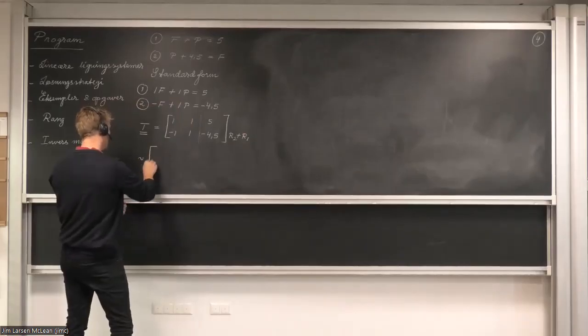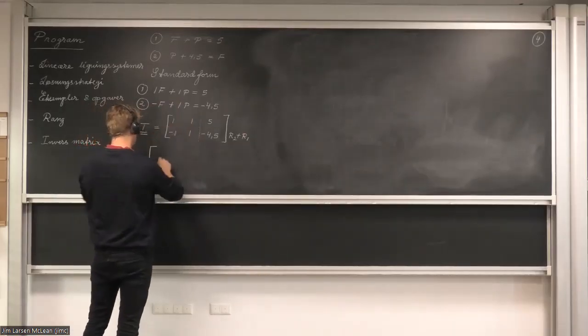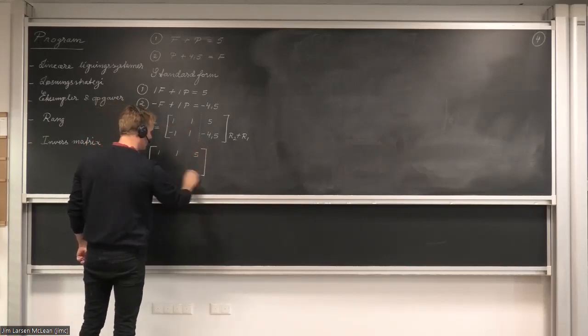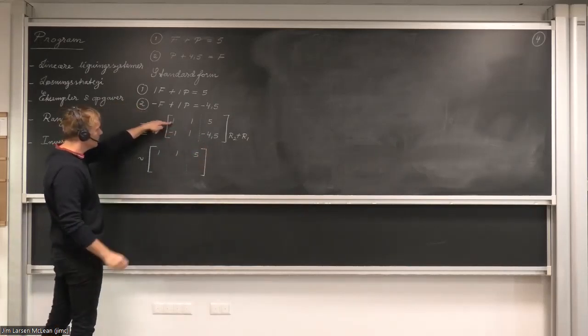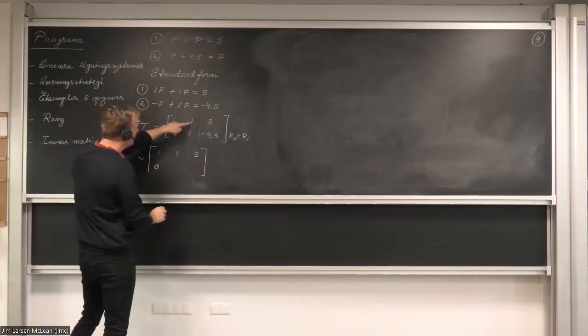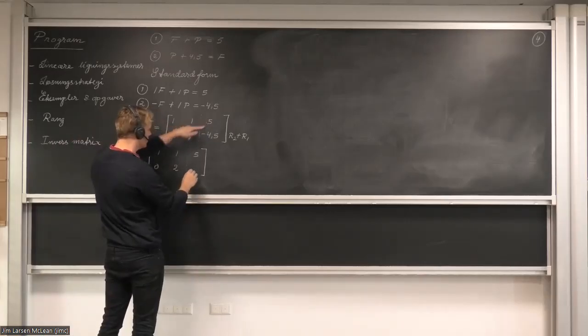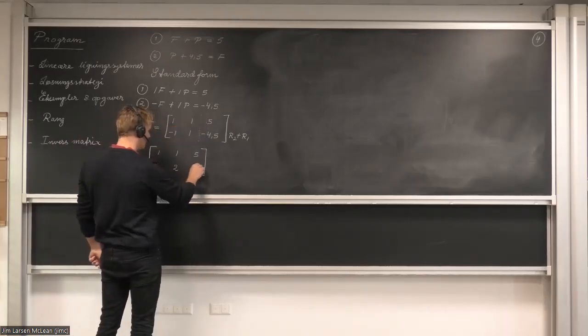And what I get from that is the following. 1, 1, 5 still remains, and I haven't done anything there. Down here, I get minus 1 plus 1, which is 0, 1 plus 1, which is 2, and minus 4.5 plus 5, which is plus 1/2. So I get this.